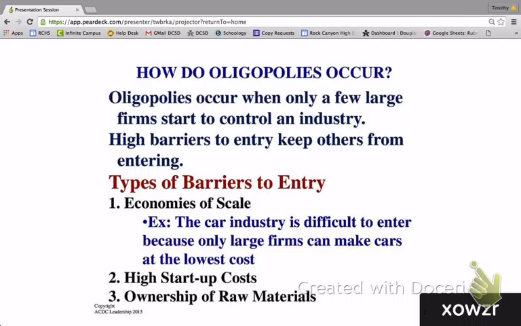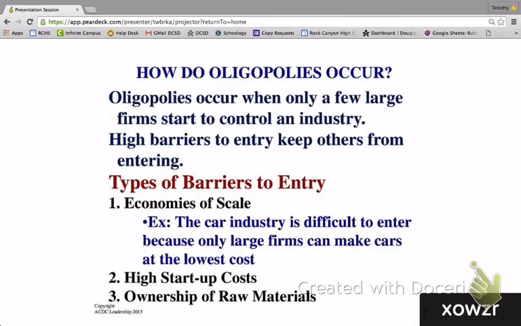So, how do oligopolies occur and why do they exist? Well, oligopolies occur when only a few large firms start to control an industry. High barriers to entry keep other firms from entering even when profits are being made and they would like to enter the market. Well, what are these barriers to entry that we talk about? When we say there are high barriers to entry, what are these? They act as blockades, keeping other firms out.